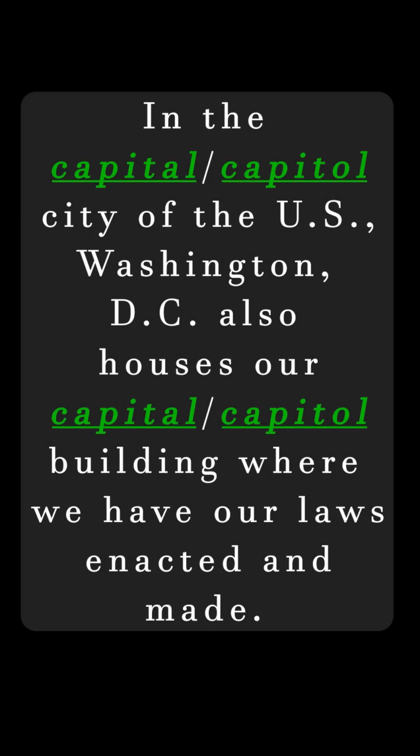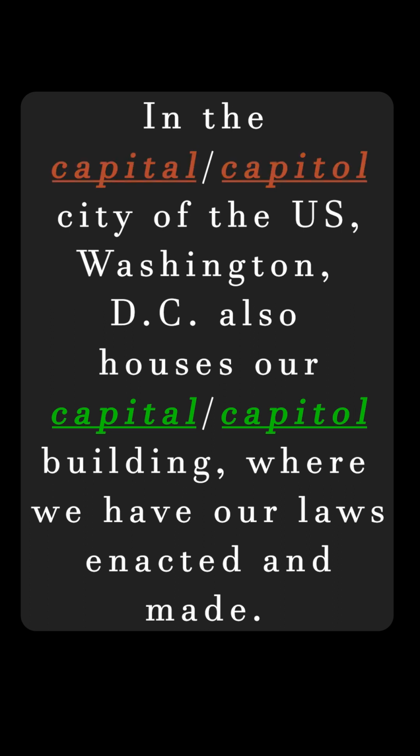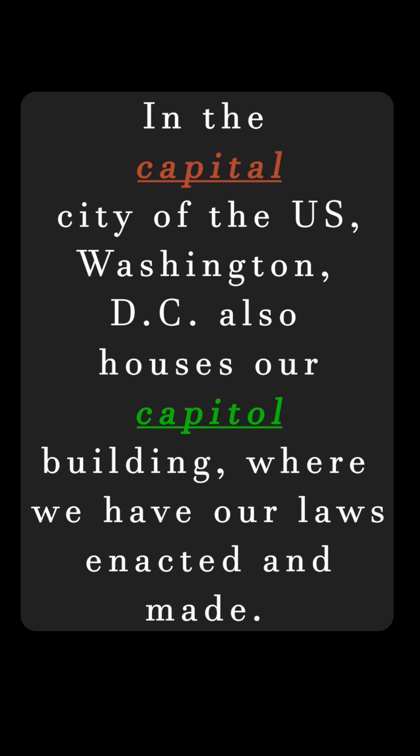And the last sentence. The capital city of the U.S., Washington, D.C., also houses our Capitol building, where we have our laws enacted and made. Well, in the first one, the capital city, it's CAPITAL because we're not talking about the building, we're talking about the city. And it also houses our Capitol building, that's CAPITOL, because it's the actual building.